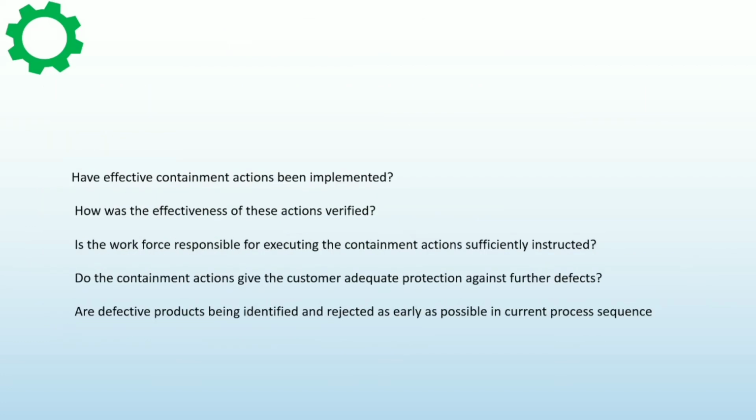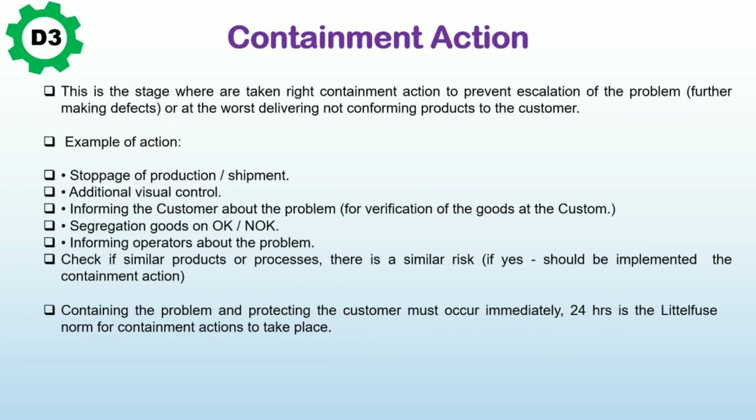Determine the most suitable containment actions. Containment actions start in D2. Define the problem description until D6, validate permanent corrective actions. Define, verify and implement the interim containment action to isolate effects of the problem from any internal or external customer until permanent corrective actions (PCAs) are implemented.